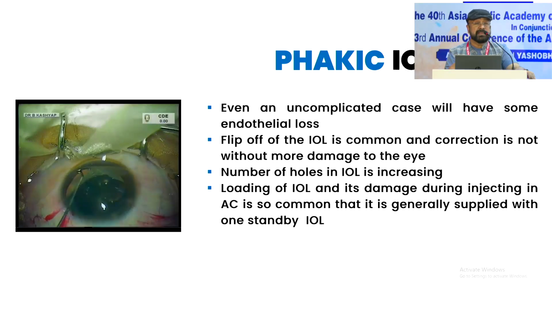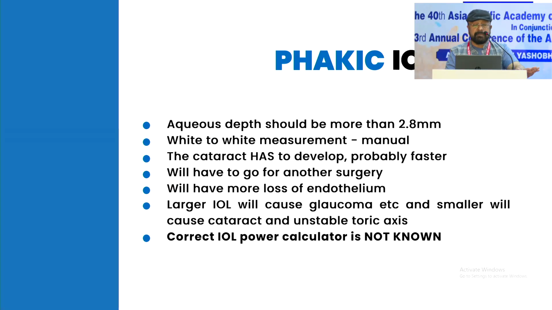Even in uncomplicated cases, everything is fine. When you inject the lens inside, many a time at the last moment the IPCL flips off. They turn it upside down. Then you are in trouble. You have to take out the lens, and there is a lot of endothelial damage. Of course, you can remove it, but it has its own problems. But in clear lens extraction, absolutely no problem.